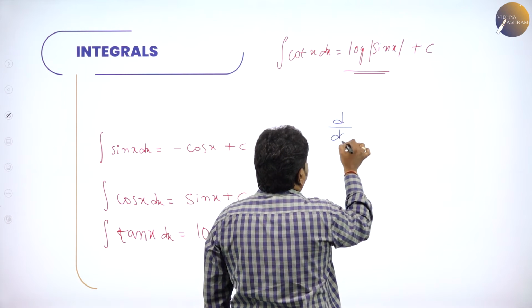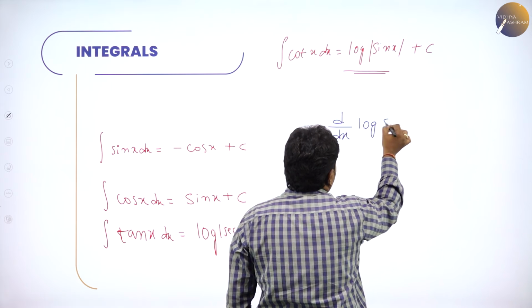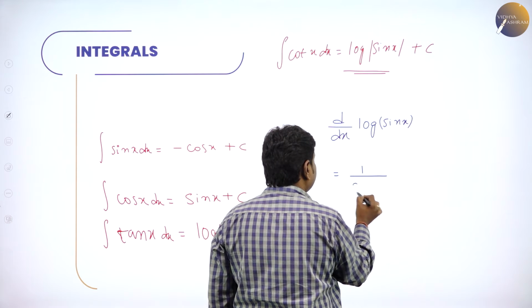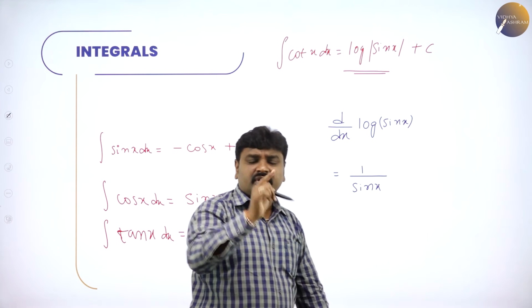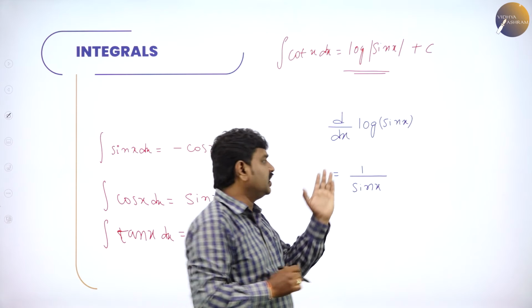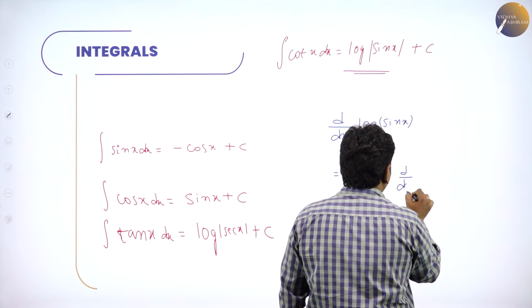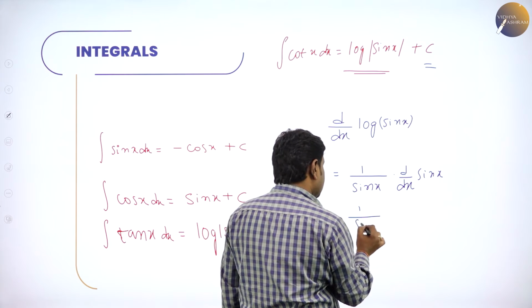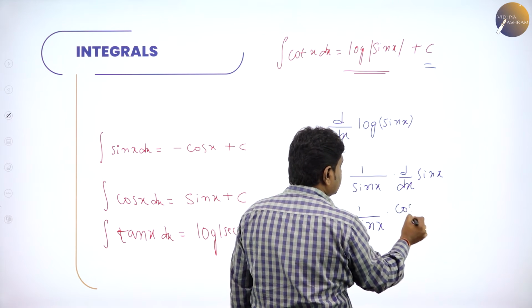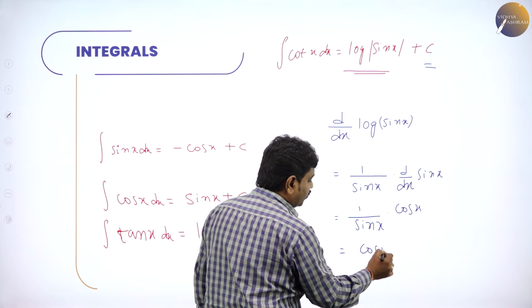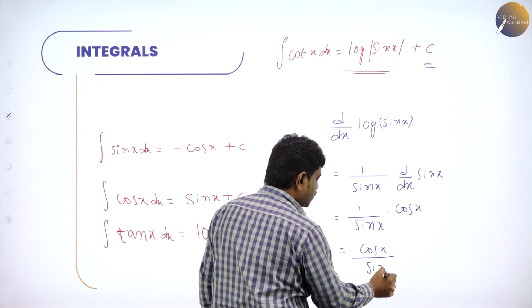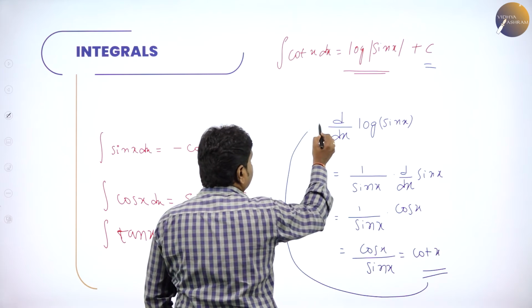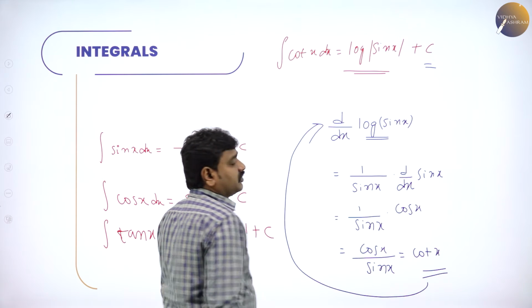Let us do d by dx of log of sin x. You should apply the chain rule. The derivative of log f of x is 1 by f of x into d by dx of the internal function, which is d by dx of sin x. The plus c I am not taking, since the derivative of c is 0, as all of you know. So 1 by sin x into the derivative of sin x, which is cos x. Finally, I am left with cos x by sin x. All of you know what cos by sin is. Cot x. That is the reason when I integrate cot, I should get log of sin x.